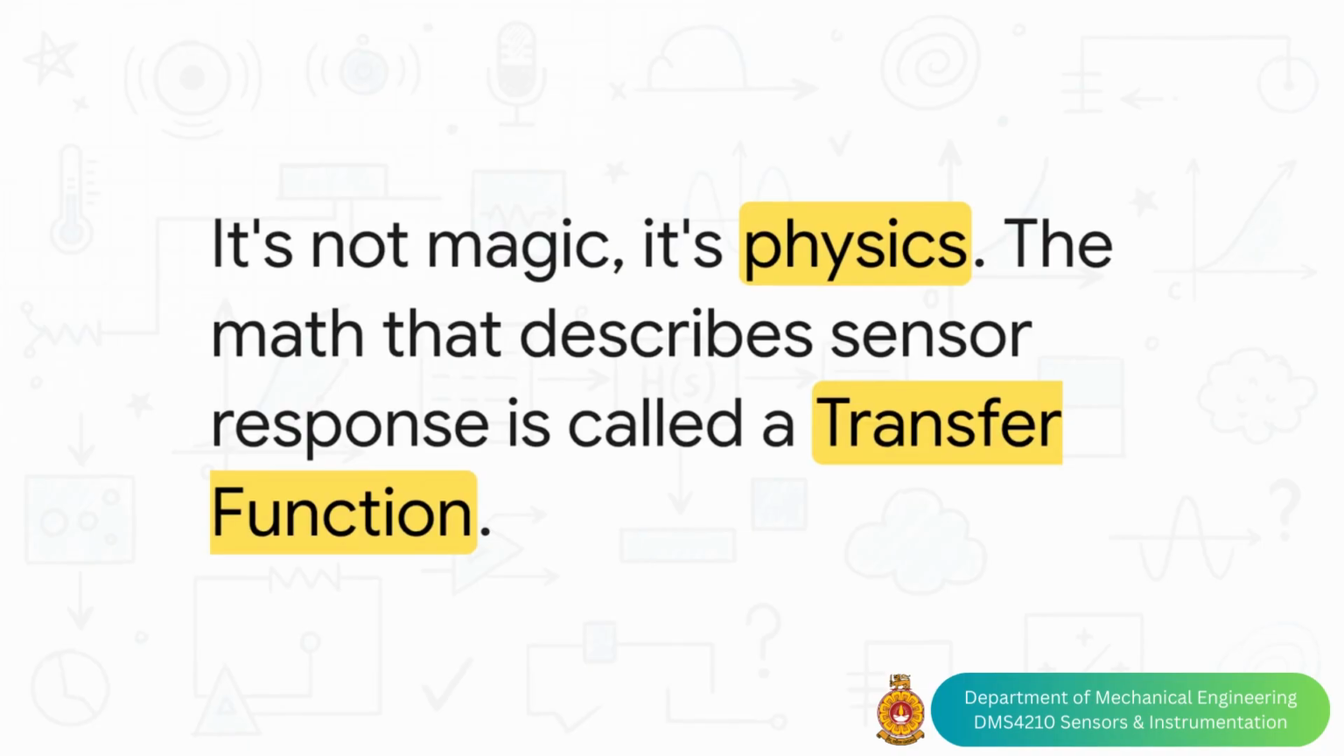See, sensors are real physical things. They've got mass, they hold on to heat, they have capacitance. All this stuff means they just can't respond instantly. And the brilliant piece of math that engineers use to describe this lag, this behavior, is called a transfer function.